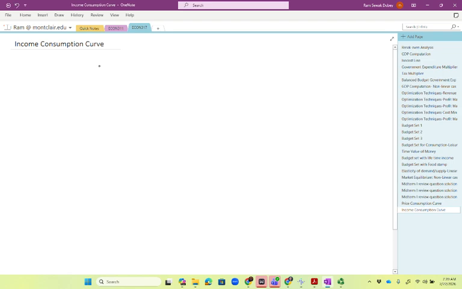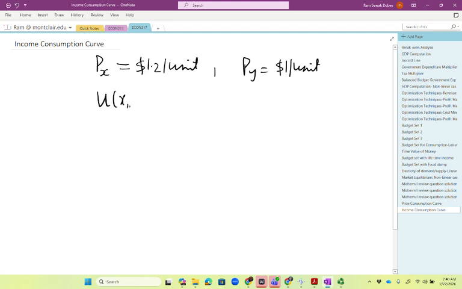So I will start with price of good X. We have only two goods because we want to draw a graph. I will assume the price of good X to be $1.2 per unit. I will assume the price of good Y to be $1 per unit. And I will assume the preference of this consumer is represented by the Leontief utility function. So preference is U of X and Y, which is the minimum of 4X and 5Y.